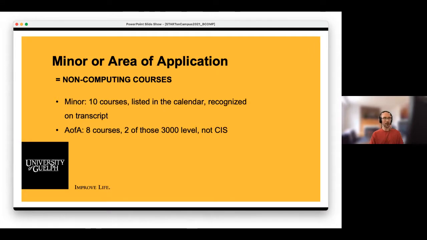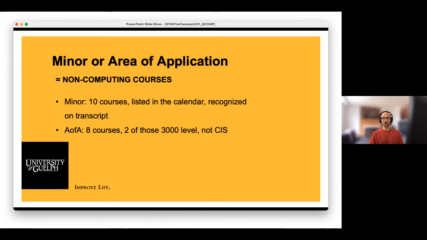This minor or area of application is there to give you a good foundation or some experience in something outside of computer science and software engineering. It's up to you, as long as it's non-computing courses. Minors are 5 credits, so mostly 10 courses. They are listed in the academic calendar. They are also recognized on the transcript.